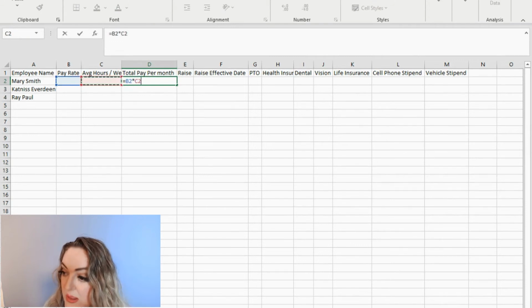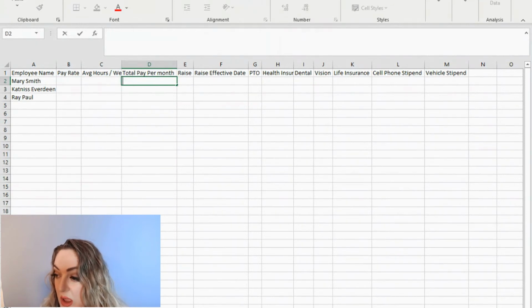And these columns here, the total pay per month, you would take your pay rate, multiply it by the average hours worked per week, and then multiply it by either 52 over 12, or you can actually have it go based on when they get paid.